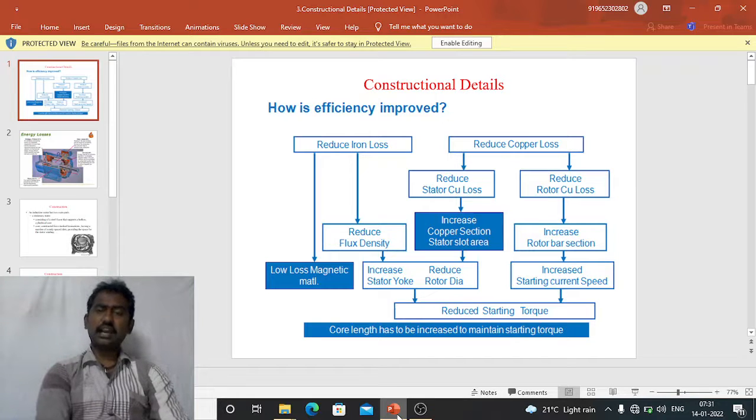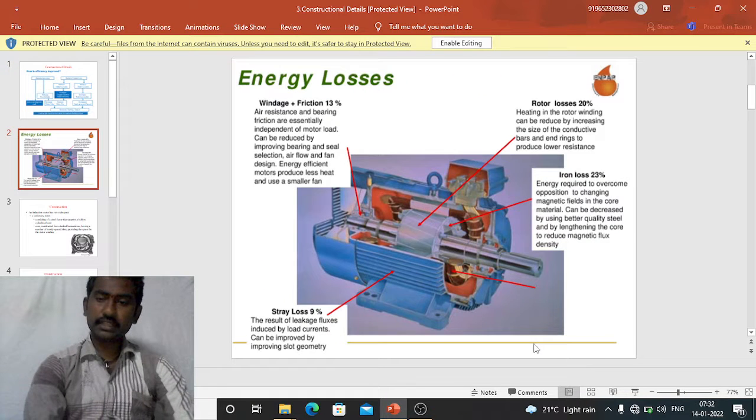And this is how the efficiency is improved. So how is efficiency improved? Reduction in the iron losses and reduction in the copper losses. So to reduce the iron losses, what do we do? We can provide high permeable material and reduce the eddy current losses by providing laminations. And to reduce the copper losses, what do we do? We can use more number of turns. More number of turns means the core length has to be increased to maintain the starting torque.